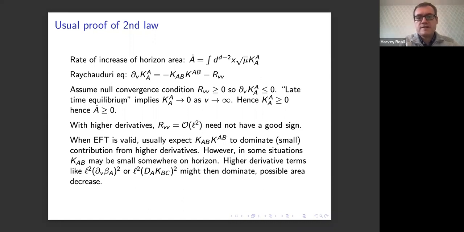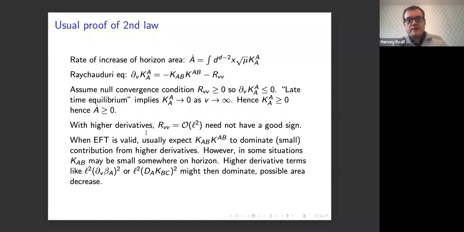Now, our assumption that things are settling down to equilibrium at late time implies that K is tending to 0 as V tends to infinity. If we have something decreasing which is tending to 0, then that thing must be non-negative. And so we've deduced that K is positive, and therefore the area is increasing. To do that, we assumed this null convergence condition. If we have the Einstein equation coupled to matter, then this is equivalent to the null energy condition satisfied by matter. So that's the usual proof in standard GR.